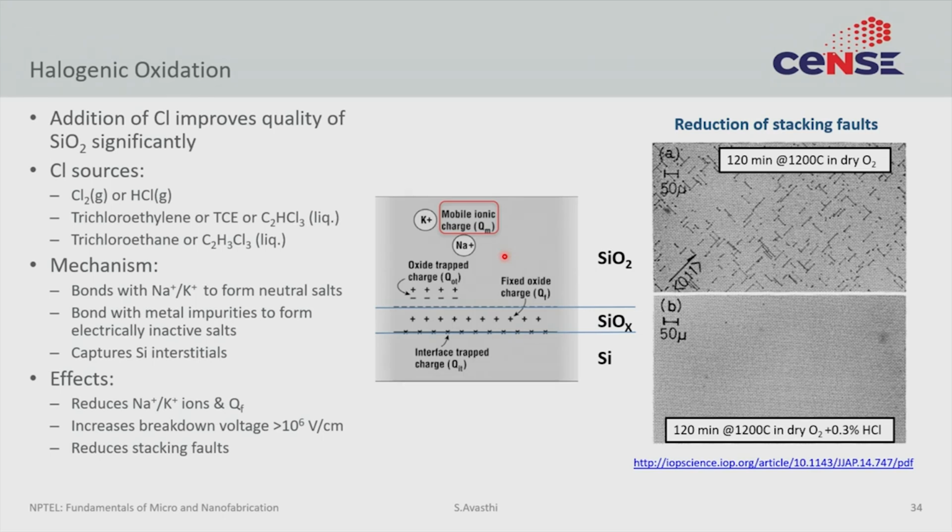Trace amounts can be removed by the introduction of chlorine during the oxidation process. So that is called halogen oxidation. This can be achieved by using either chlorine gas or HCl. Both of them are a little dangerous. So halogen oxidation is a little more challenging from a safety perspective, however doable.